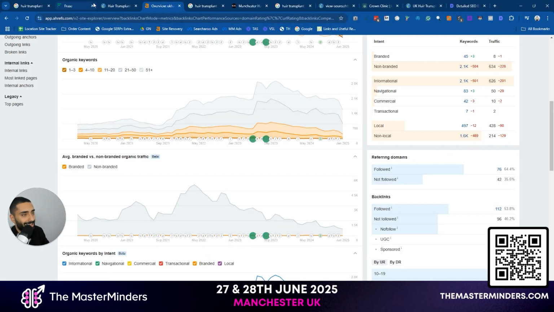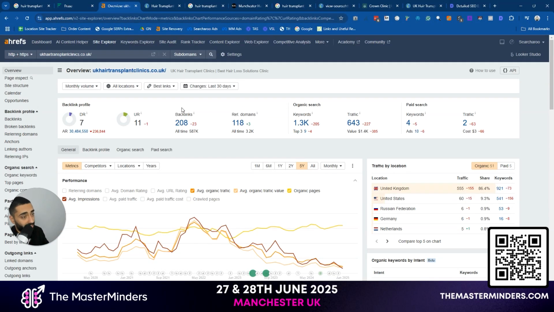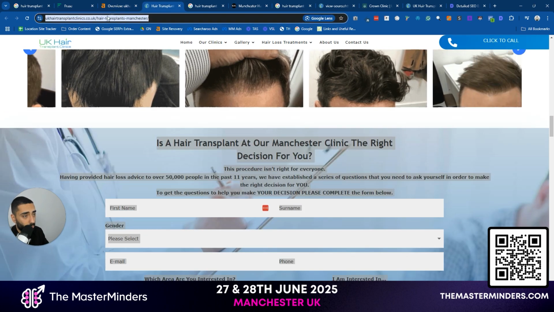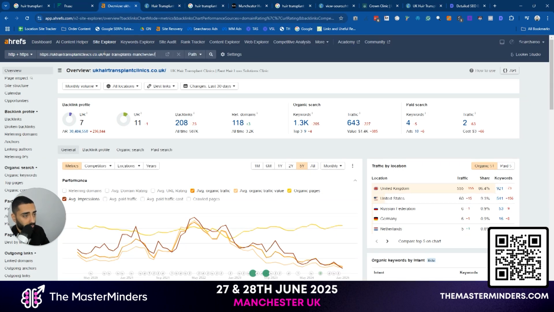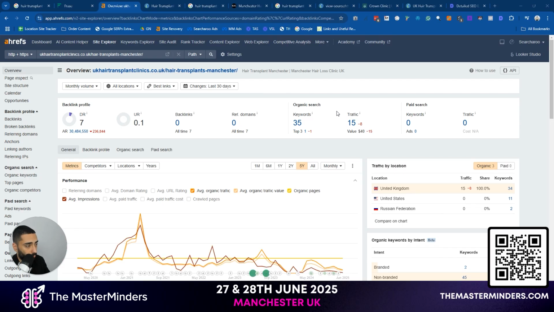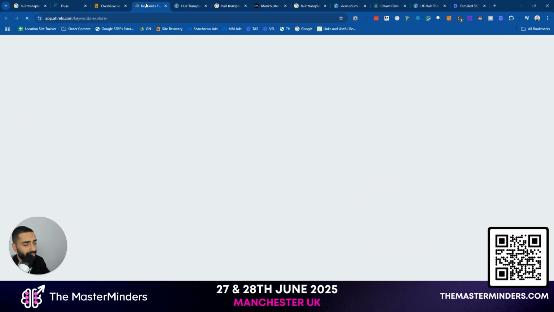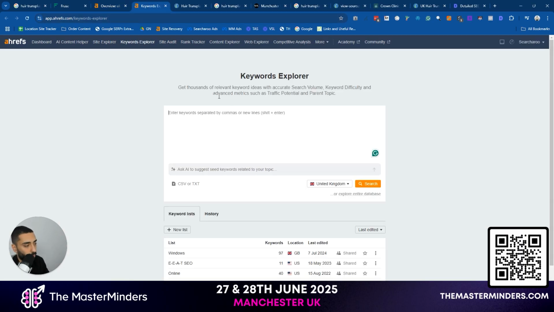So let's take a look at their backlinks, because again, that's fairly important to look at. So the links for this page, we don't have any links at all going through to this page. But let's take a look at the keyword and see what we're actually facing. Do we actually need any links? So Manchester hair transplant.